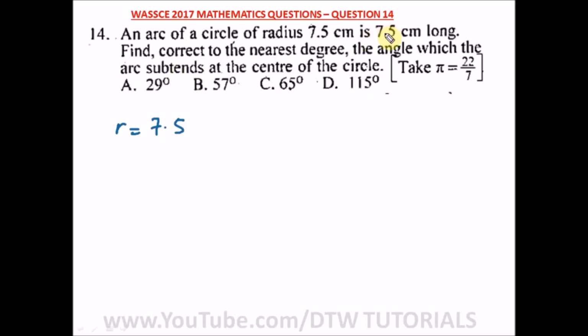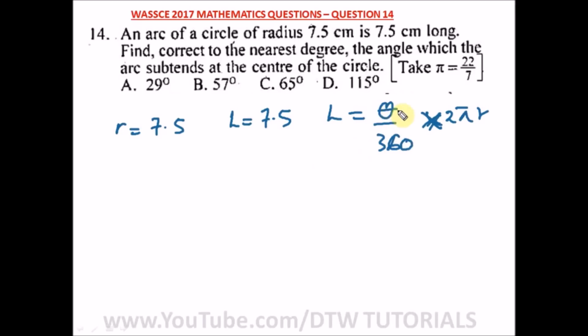So here 7.5 is the length of our arc. Remember, what's the formula for the length of an arc? We have theta over 360 times 2 pi r. This is the formula for the length of an arc. So from here we are given the length of the arc, we are given the radius, and we are told to look for the angle.